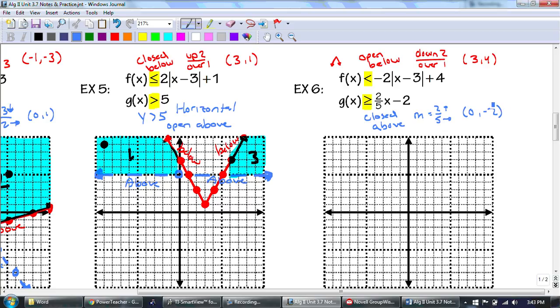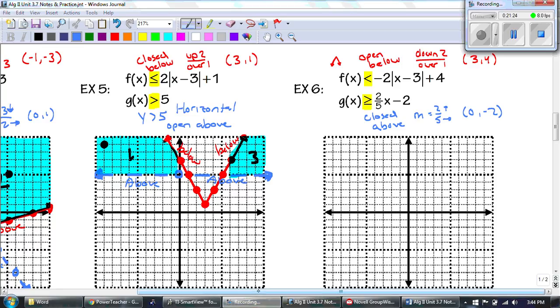So why don't you try and graph those two? If you feel like shading, shade it, but we'll go over it together. Pause the video. Good luck.